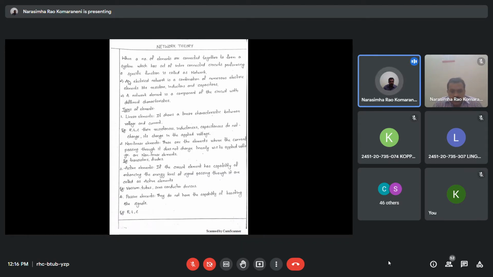The next, coming to the passive elements. So these elements don't have the capability of boosting the signals. Means these elements don't have the capability of amplifying or increasing the strength of the applied signals. The examples are resistance, inductor, and capacitor.